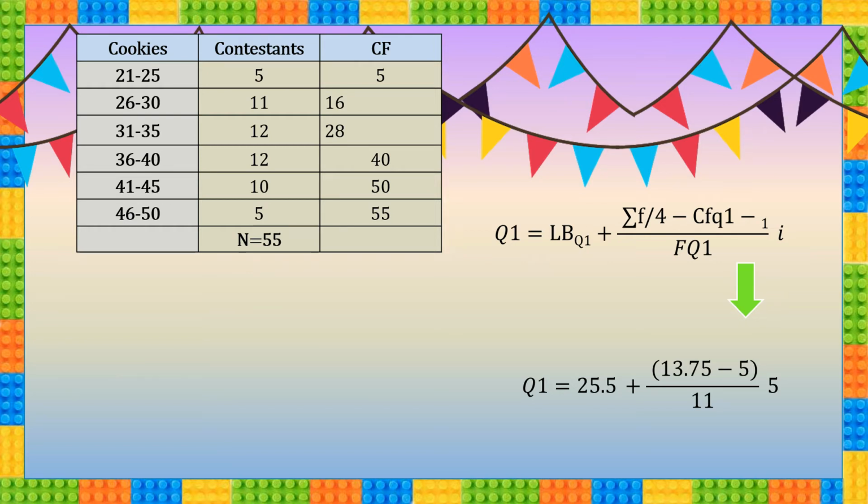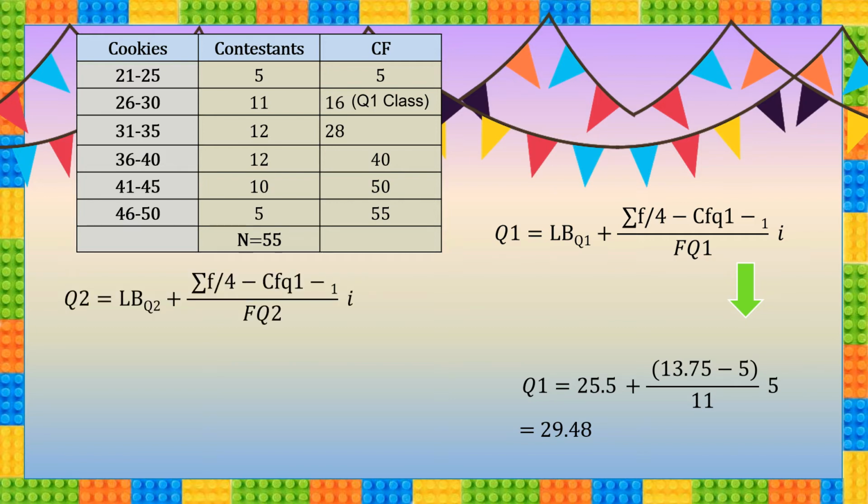Next is we locate this value in the cumulative frequency, and it can be found in the second class interval. Using this class interval, we will substitute the other values. CF1 minus 1 will be 5, and the interval will be 5. Then the FQ1 is 11, and the LQ1 is 25.5. Now, we simplify the equation. We will get the answer 29.48, and that will be our quartile 1.